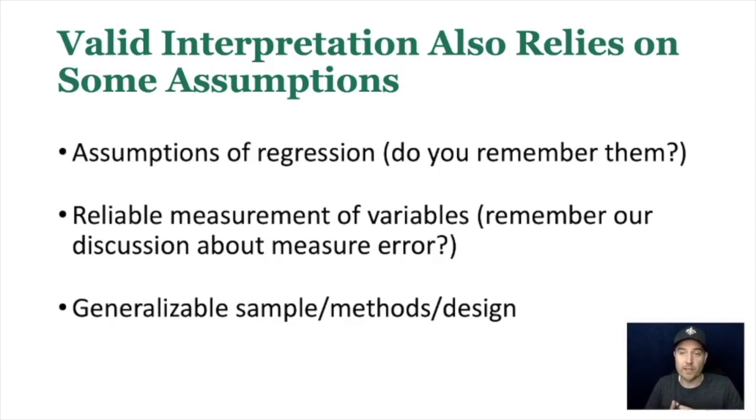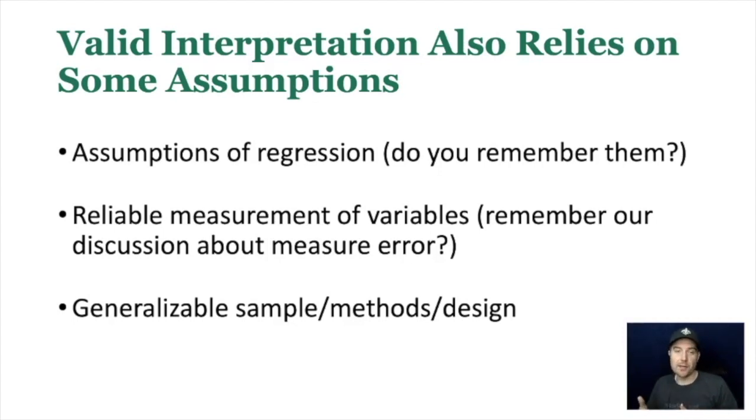Also, the valid interpretation of an effect size, again, comes back down to the assumptions of our model. If we don't have a good model, then our effect size is not going to be valid. It's not reliable. So we need to check the assumptions of our regression. And this is a good moment to think, do I remember what the assumptions of regression are from our lecture on that? Another one is the reliability of the measurement of the variables. If you remember our discussion about measurement error, if your measures aren't good, then your effect size measure isn't going to be good either.